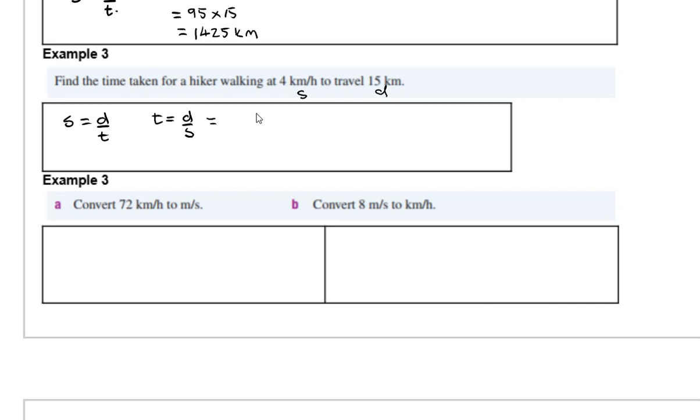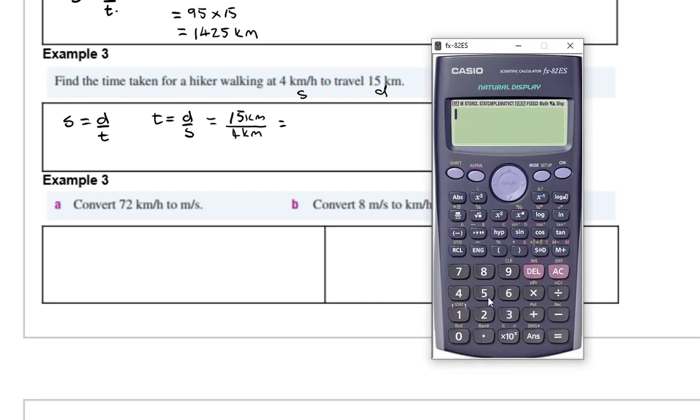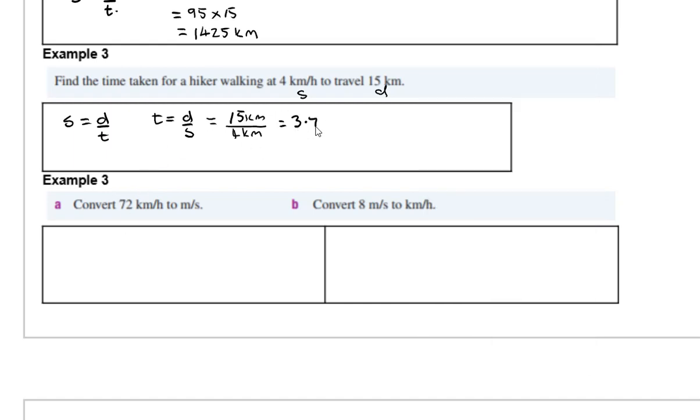From our question, our distance is 15 kilometers. Our speed is 4 kilometers per hour. So on our calculator, we will do 15 divided by 4, which will equal 3.75 hours. And if you wanted that answer in hours and minutes, well, that's 3 hours, 3/4 of an hour, 45 minutes.